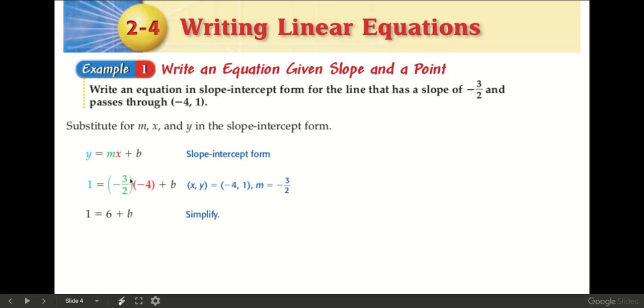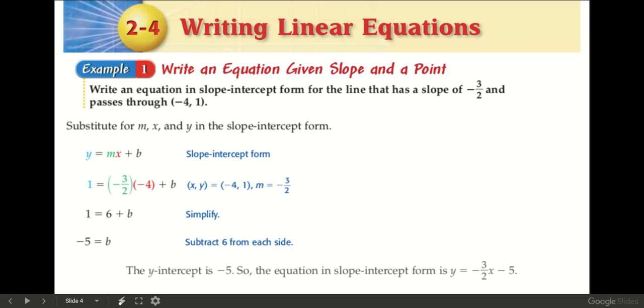So now we're going to go ahead and simplify it, right? Multiply this out, gives me 6. And then I subtract 6 from both sides, and I get b equals -5. So now I know my y-intercept. So now that allows me to use my y-intercept of -5 and my slope of -3/2 to write my slope-intercept form of the equation.